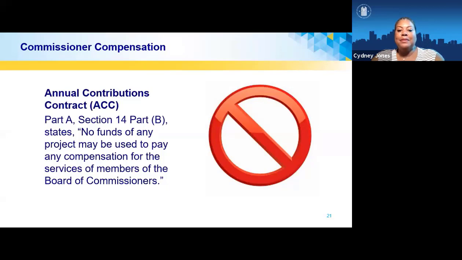All right, so commissioner compensation. You all are getting paid lots and lots of money to do this job, right? Wrong. So again, no funds of any project may be used to pay any compensation for the services of members of the Board of Commissioners. So you all are volunteers that are doing a really, really important job. Now keep in mind, the Housing Authority can pay necessary expenses such as traveling expenses for trainings or mileage for meetings if appropriate, but generally no compensation can be paid to the Board of Commissioners. All right, let's take a look at the next slide.